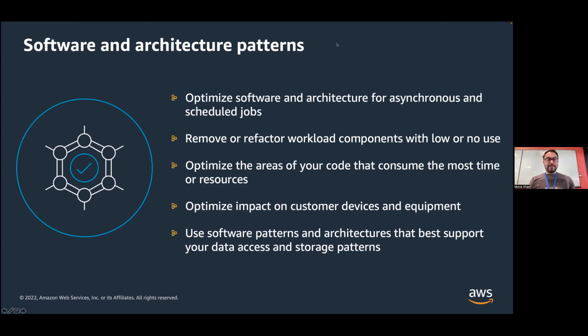Fourth thing is actually optimizing the impact on customer devices, as we talked about the downstream impact. And the last thing is using your software patterns and architectures that actually best support your data access and storage patterns. I will be addressing that in the compute and the storage part. So in a nutshell, if I just do an abstract of all of these software and architecture patterns, the idea is that you need to work less and store less. And by working less, we mean to do work more efficiently, drive up your utilization, and remove idling resources, and use sustainable scheduling strategies.